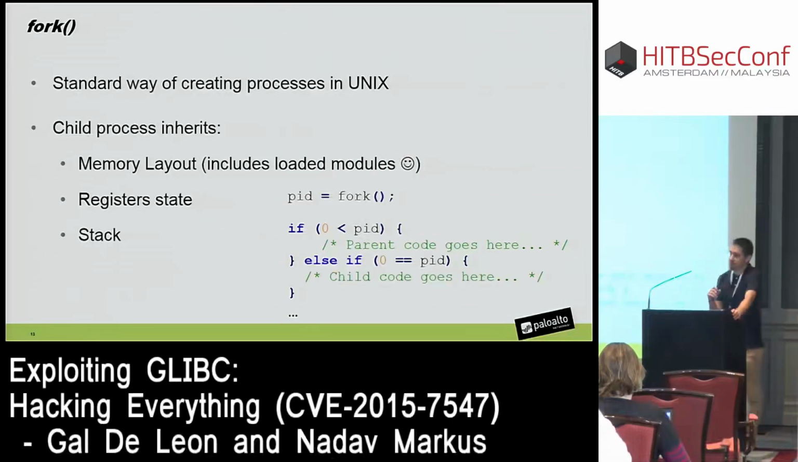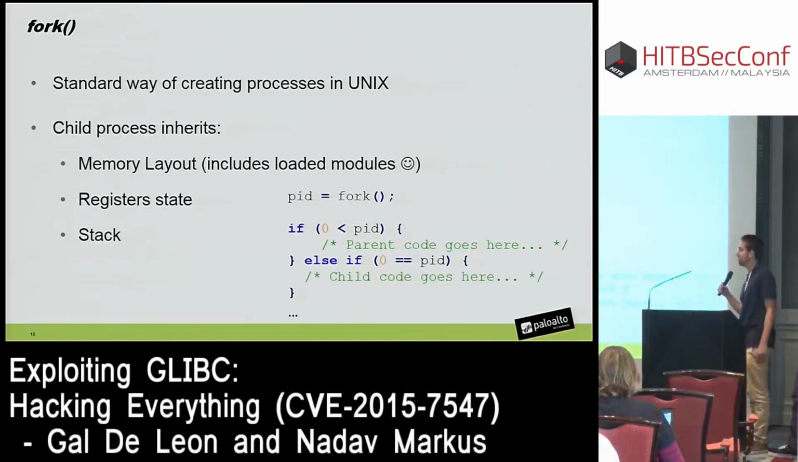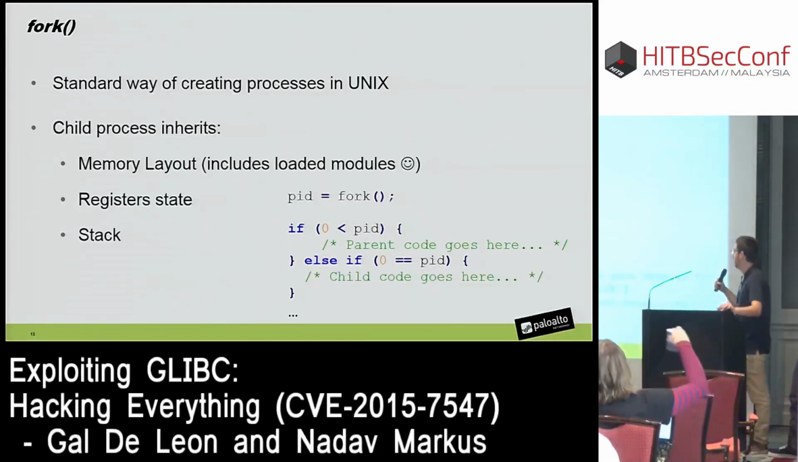All right, so let's step back a little bit and talk about some of the building blocks we assume for this exploitation. First thing, let's talk about the way new processes are created under the Unix environment. The standard way of doing so is to use the fork system call. Basically, if you look at this code snippet, a process will run and then fork itself, creating a new child process. The newly created child process is a cloned version of its parent. The only thing that differs between the two is the process ID, the PID.